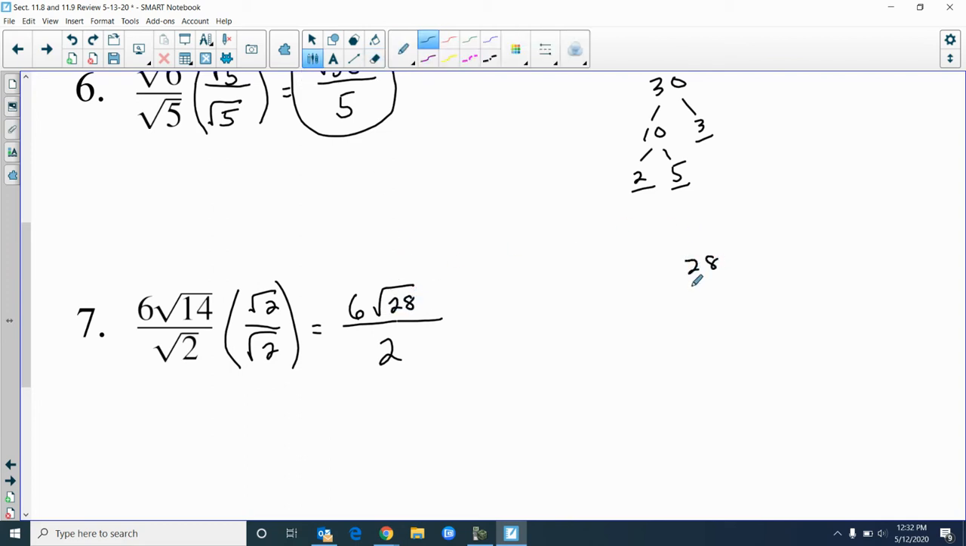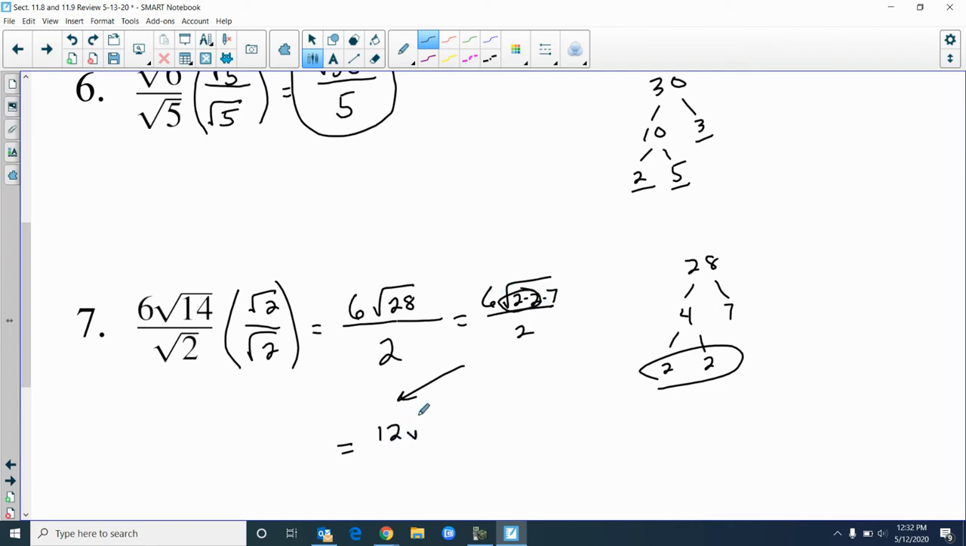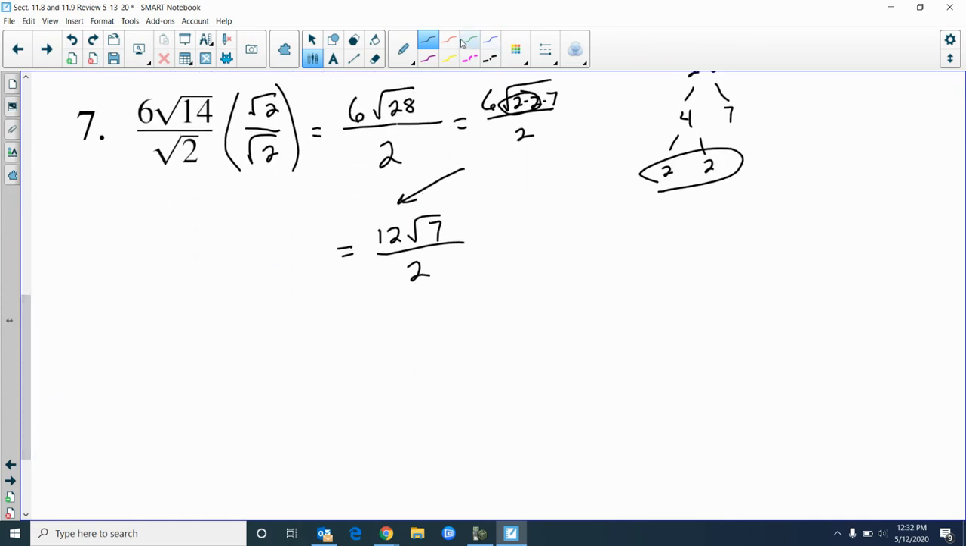Well, 28 will simplify. It is 4 times 7. It is 2 times 2. So I get a pair of 2's. So I got 6 square root 2 times 7 over this 2. This 6 multiplies one of those 2's, gives you 12 square root of 7 over 2. All right, well, one thing you got to watch is you have to simplify completely, which means if you have any constants on the outside, they can be reduced. We got to reduce those. 12 divided by 2 is 6. So now that's your final answer, 6 square root of 7.